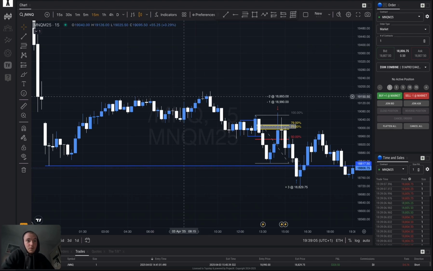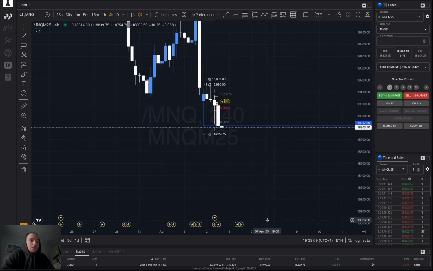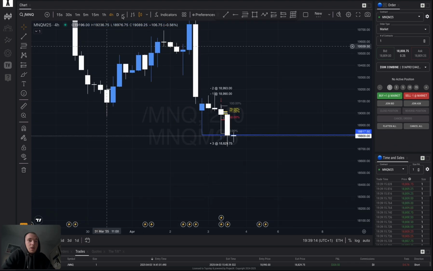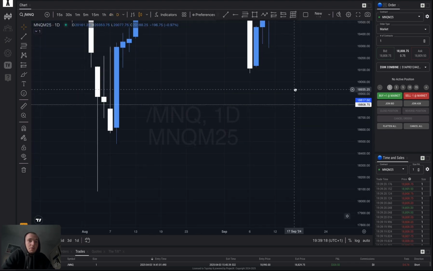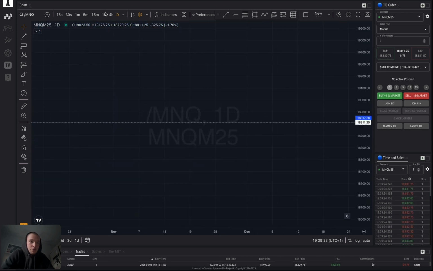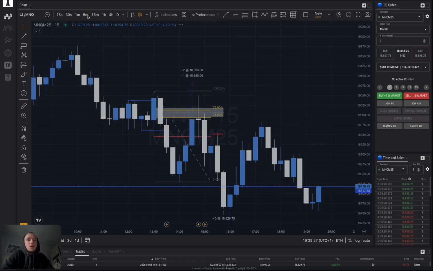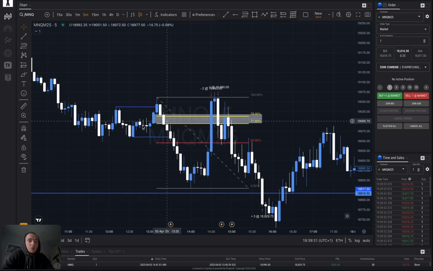Before that, with also my bias being bearish due to having this daily low here and this liquidity down here, right? So I had an overall bearish bias for the day. So with that information, I pretty much saw sweep of liquidity, break of structure, same thing as always.